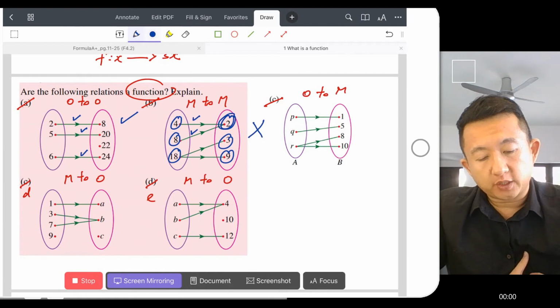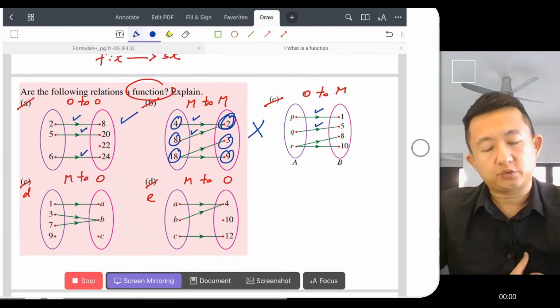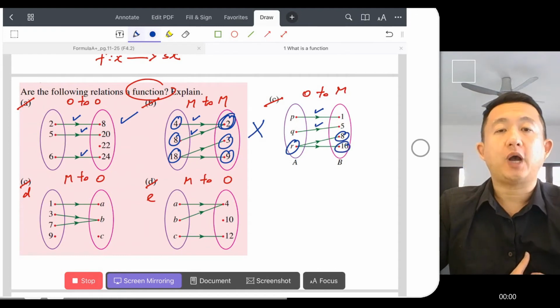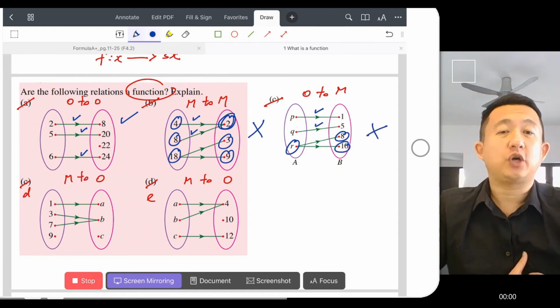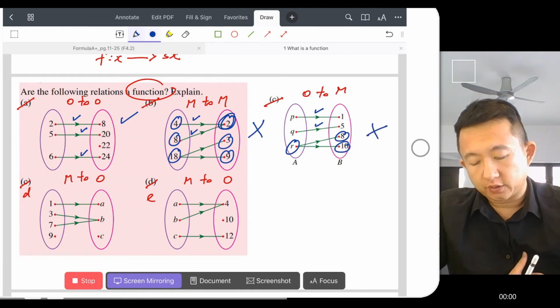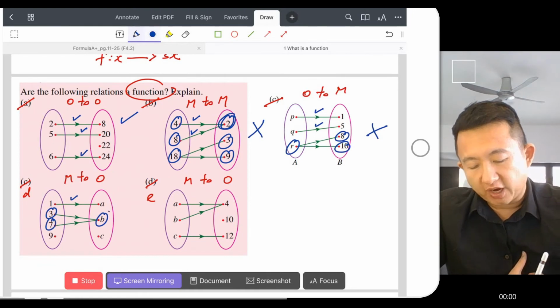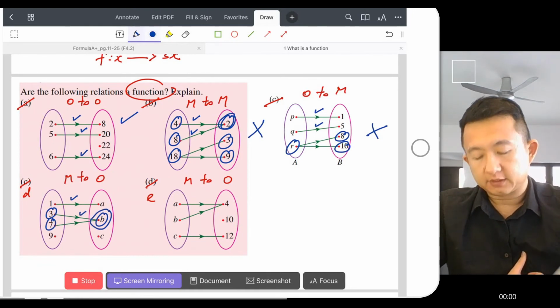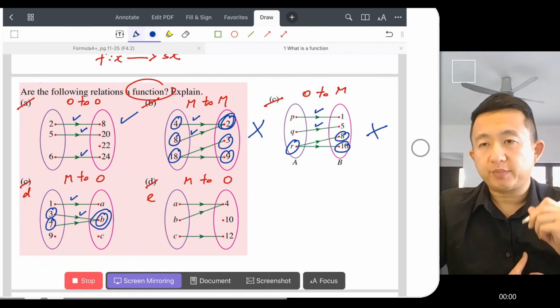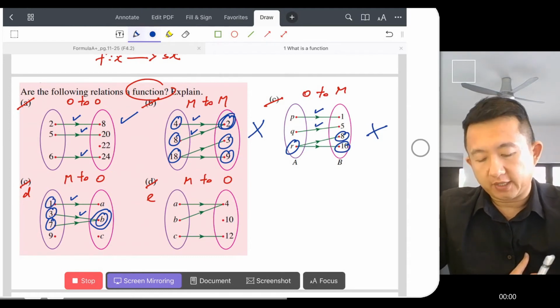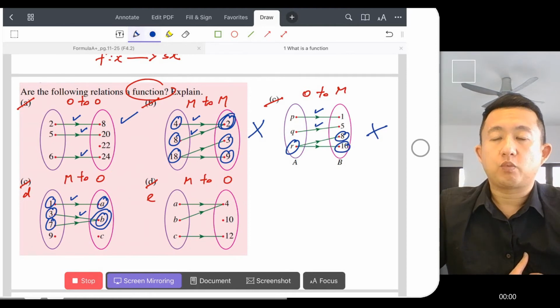And we check this one. Yes, 1 to 1, 1 to 1. And then one input, you have 2 outputs. No, this is not a function. We go on. 1 to 1. One input, you have one output. One input, you have the same output. Yes, it's fine. But the problem here is that inputs 1, 3, 7 are being connected with one output.